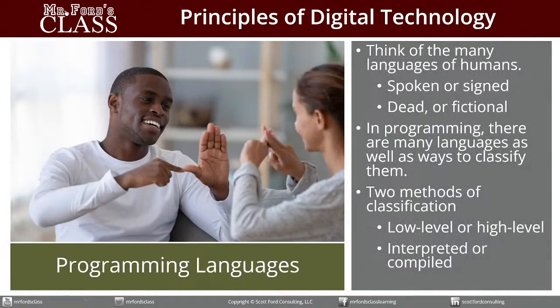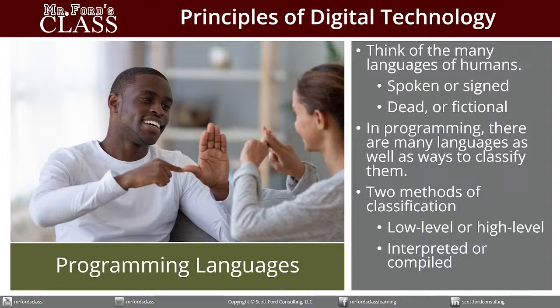So let's talk about programming languages for a second. And before we do that, let's talk about actual human languages, right? The languages that people speak, or not even speak. Languages can be spoken or signed. So you have languages that you can speak out loud, and you also have languages that you can use signs for, like American Sign Language. You also have languages that could be dead, or they could be fictional. For example, Klingon, right? Klingon is a fictitious language, but it follows the rules of grammar, and so it's considered a language.